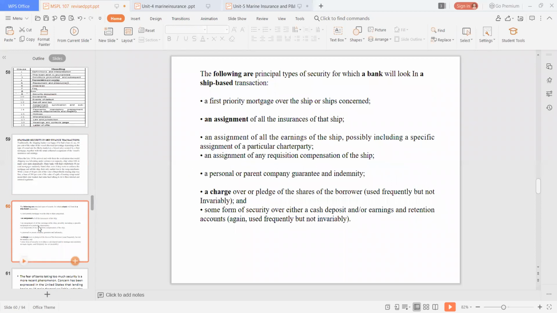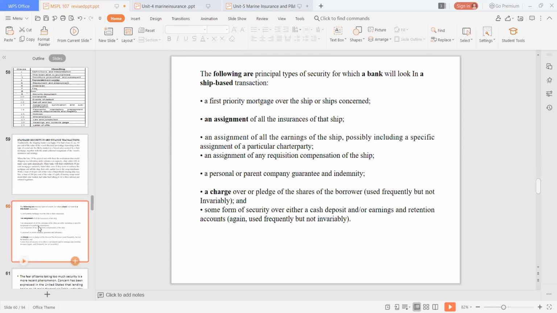Next, the following are the principal types of security which a bank will look for in ship-based transactions: a first priority mortgage over the ship or ships concerned; an assignment of all the insurances of the ship; an assignment of all the earnings of the ship, possibly including a specific assignment of a particular charter party; an assignment of any requisition compensation of the ship; a personal or parent company guarantee and indemnity; a charge over or pledge of the shares of the borrower, used frequently but not invariably; and some form of security over either cash deposit and/or earnings and retention accounts, again used frequently but not invariably.